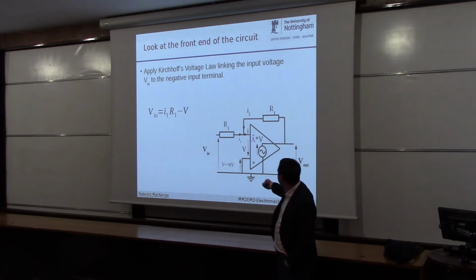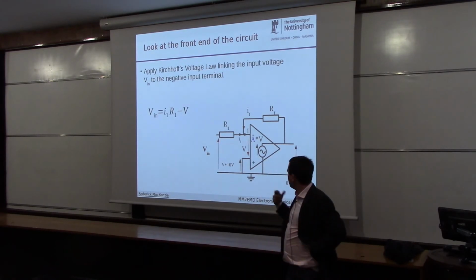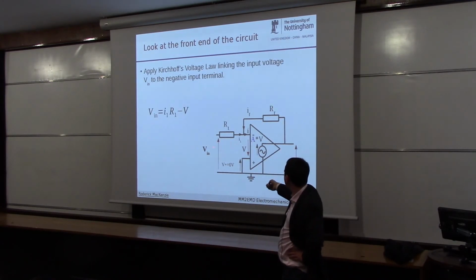So here's the input voltage. Here's the voltage going into our operational amplifier. So this is the first step in the process: link this voltage to the voltages here. We can apply Kirchhoff's voltage law, and we can go: input voltage here must be equal to the voltage drop over this resistor, which is I1 times R1, minus V, which is the voltage here. And then this is a 0 volt drop because it's just a wire. So we analyse the voltages in this loop here. This voltage must be equal to this current times this resistance minus this voltage. So that's one equation, okay?